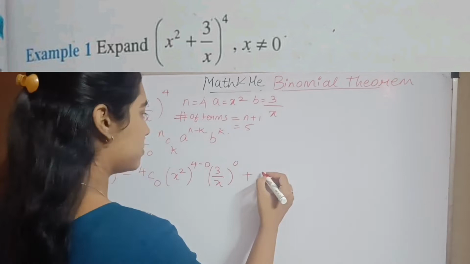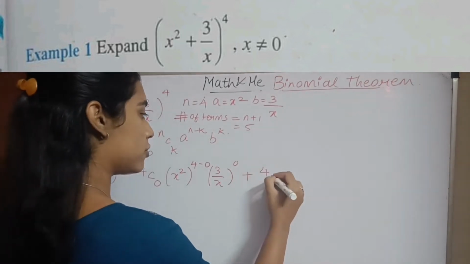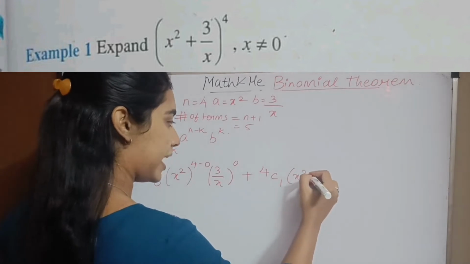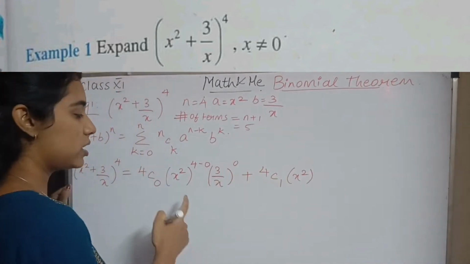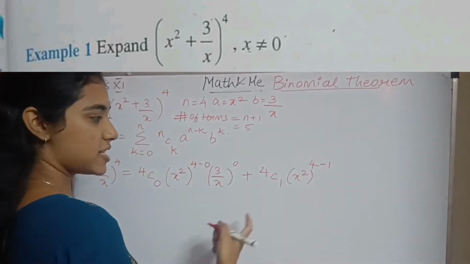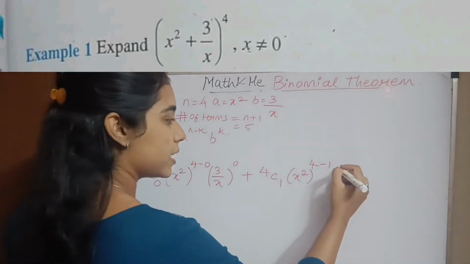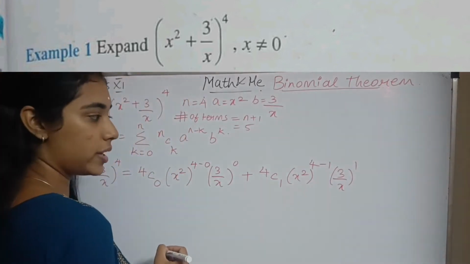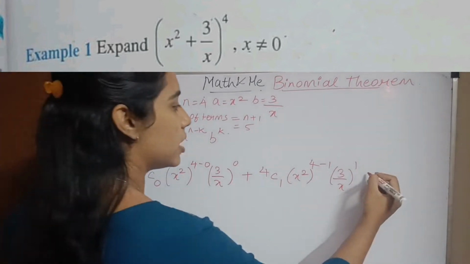What is your second term? When your k is 1, 4C1 of a. What is your a? x square. x square to the n minus k, so which is 4 minus 1. This is when your k is 1. Next term, b to the power k, which is 1. Now what is your third term?